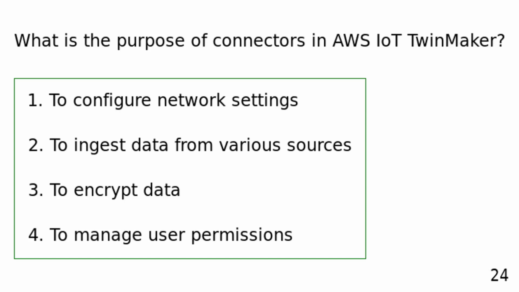What is the purpose of connectors in AWS IoT TwinMaker? To configure network settings. To ingest data from various sources. To encrypt data. To manage user permissions.